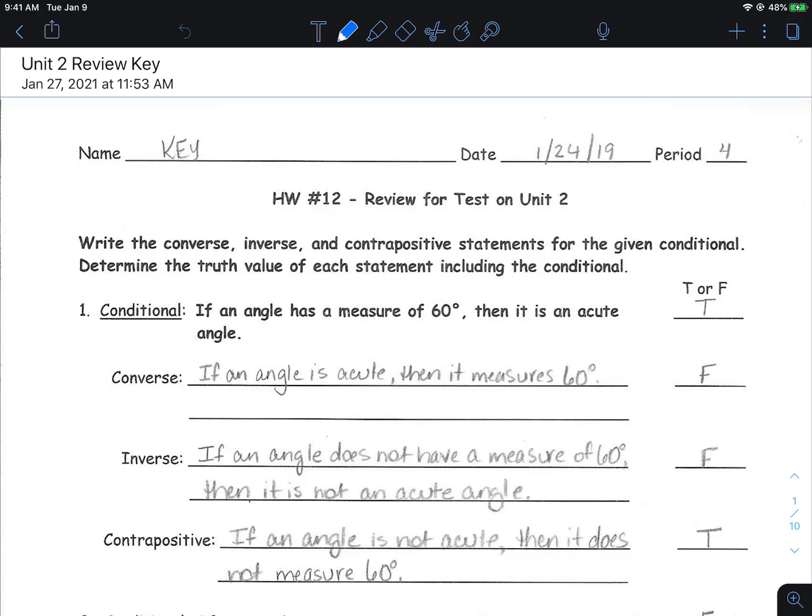All right, we got the Unit 2 review here. There's a lot of writing initially, so I decided we're just going to go through this here. First of all, you got a conditional statement here, and we're going to write the converse first and then the inverse and contrapositive.